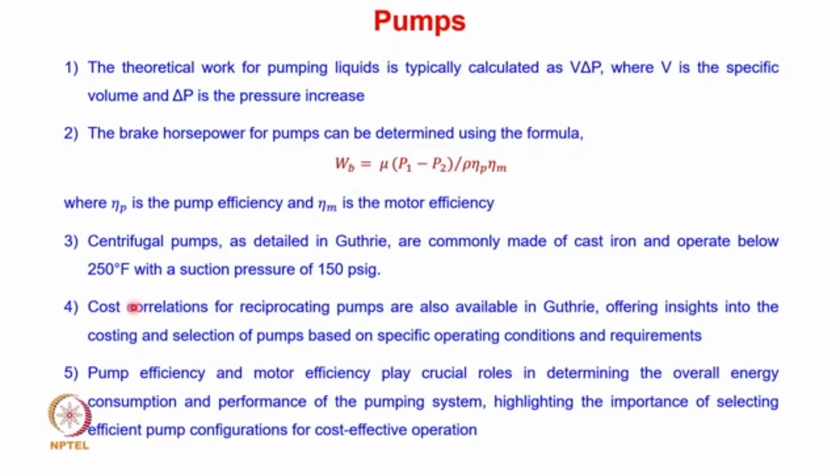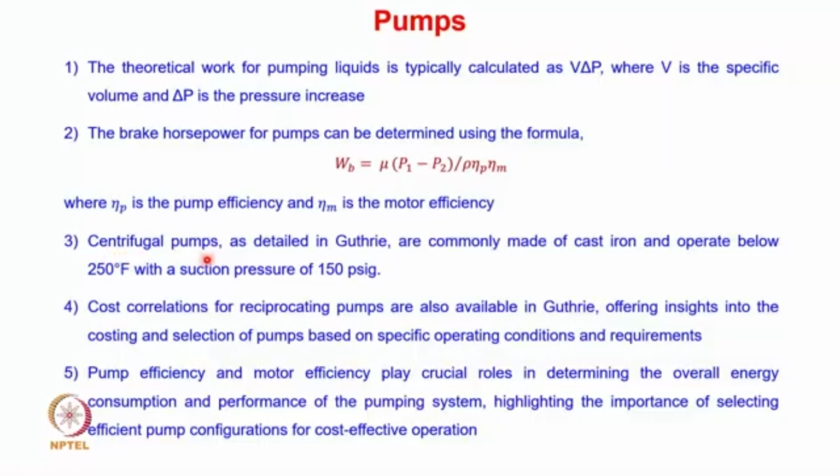So again, for the pumps we can use the Gutierrez cost estimation method to calculate the capital cost. If we have, let's say, a centrifugal pump, typically in a Gutierrez calculation you can see that these are made up of cost. If you look at the pumps, these are made of cast iron and operate below 250 Fahrenheit with a suction pressure of around 150 psig.